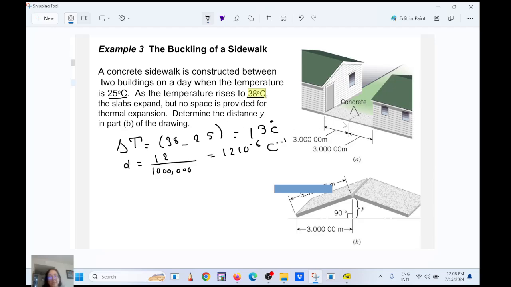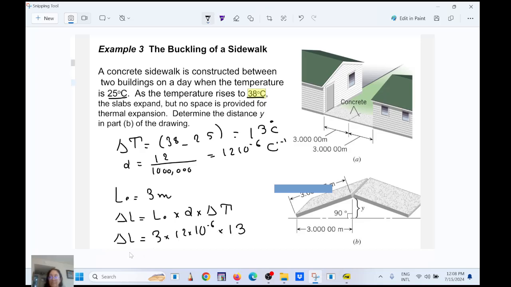Okay, and you see here the initial length is 3 meters. So you can find delta L equals the initial length times alpha times delta T. So it's going to be delta L equals 3 times 12 times 10 to the negative 6 times 13. You can plug that in and you get 4.68 times 10 to the negative 4 meters.